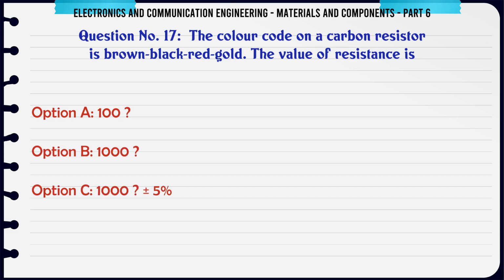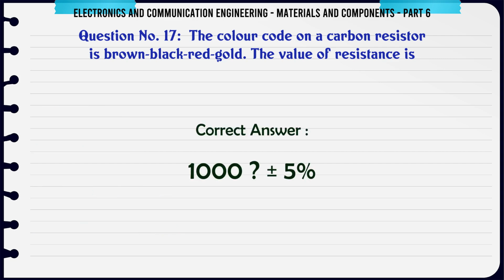The color code on a carbon resistor is brown, black, red, gold. The value of resistance is A. 100, B. 1000, C. 1005, D. 1010. The correct answer is 1005.